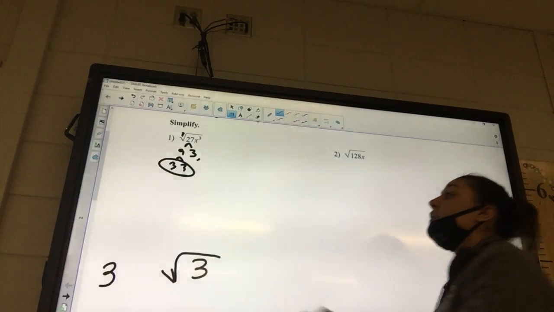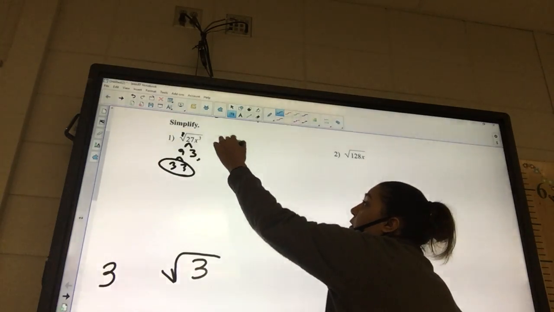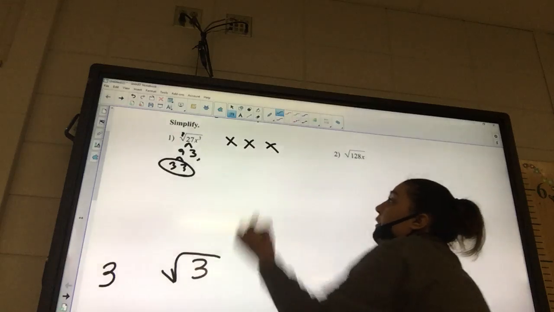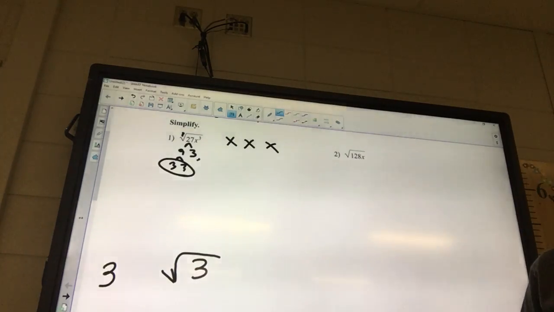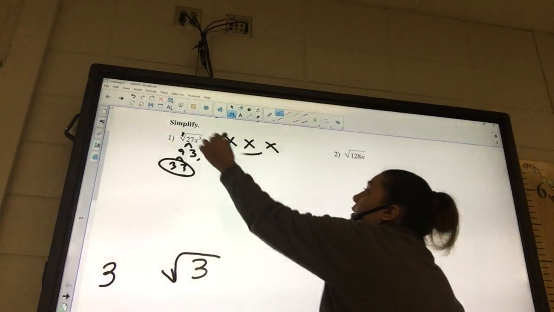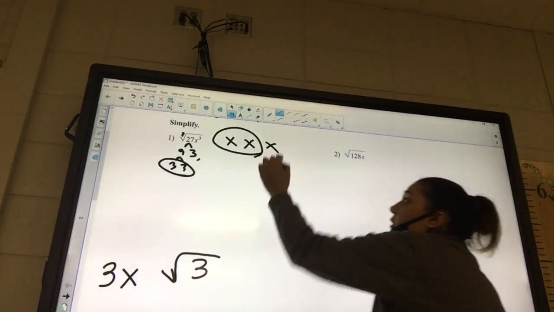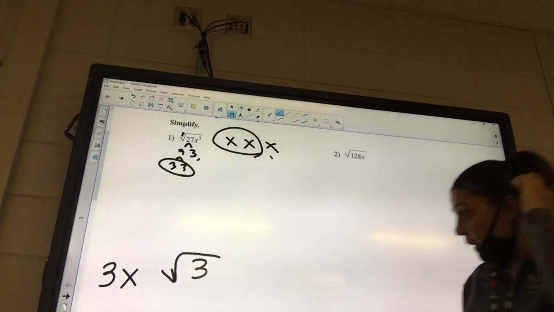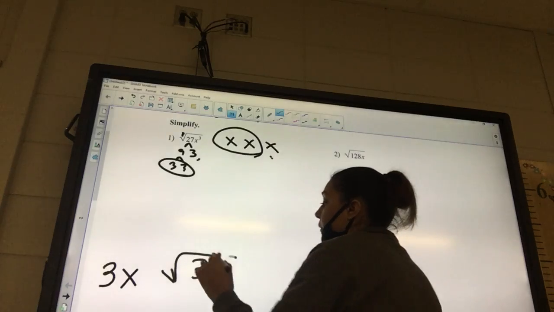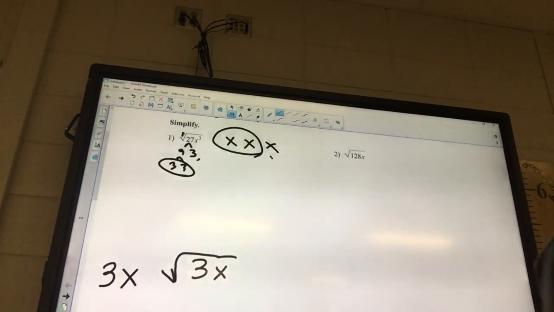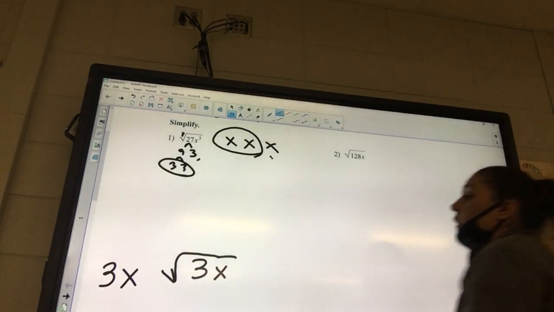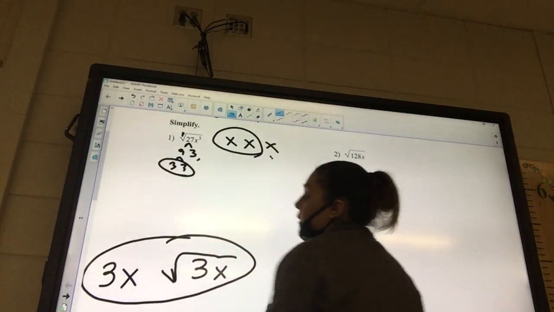Okay, now we have to do the same with the x's. I have x to the 3rd, which is really x, x, and x. How many of them can go to the mall? 2. Okay, same thing. We can circle it. For every 1 circle, I put 1 on the outside. Where does the leftover one go? The inside. He can't go to the mall. You don't have a partner. Okay, and this is our answer.